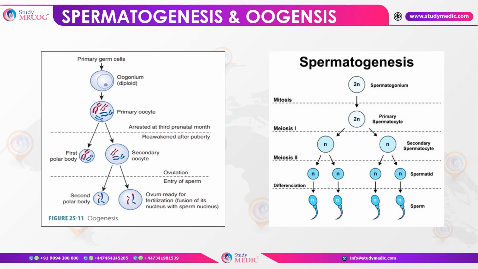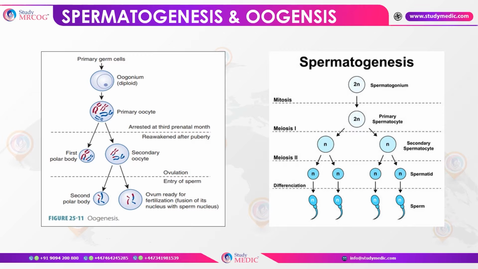The primary oocyte gets arrested in the 3rd prenatal month, and then at puberty, the primary oocyte will undergo the first meiotic division to become the secondary oocyte with release of the first polar body. This is at the time of ovulation. After that, if fertilization takes place, the second meiotic division is completed, leading to formation of the ovum, and the second polar body is released.